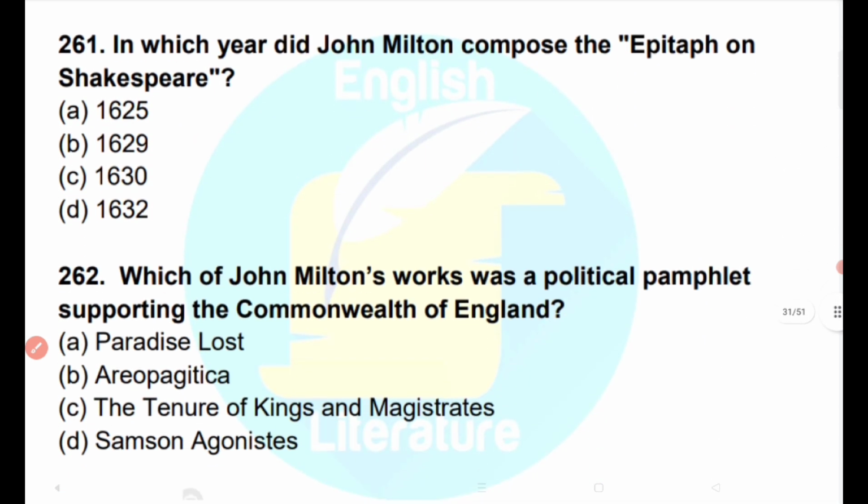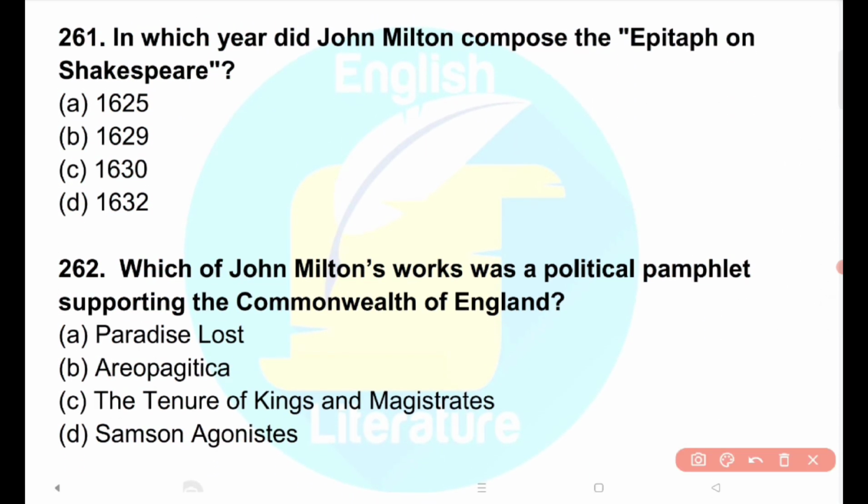In which year did John Milton compose the Epitaph on Shakespeare? Option C, 1630. The Epitaph on Shakespeare is a short poem written by John Milton in 1630. It was included in the second folio of Shakespeare's works in 1632. The poem praises Shakespeare's eternal literary legacy.